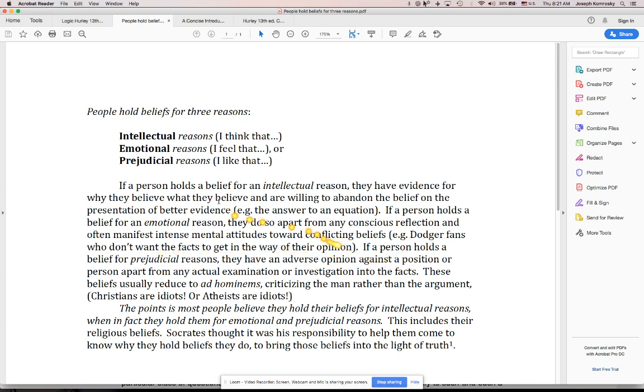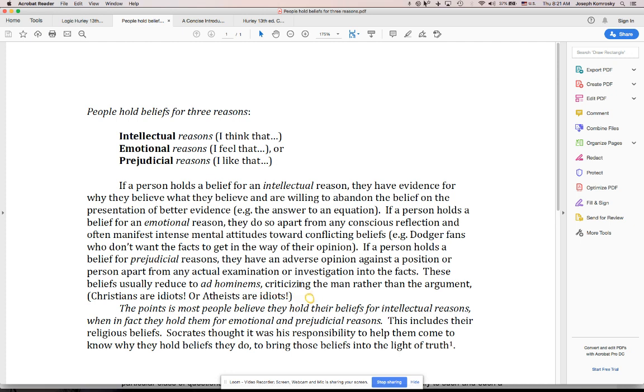And then last but not least, prejudicial reason, okay? So if a person holds a belief for a prejudicial reason, they have an adverse opinion against a position or person apart from any actual examination or investigation into the facts. These beliefs usually reduce to ad hominems, criticizing the man rather than the argument, like Christians are idiots or atheists are idiots, any way you go there, right?